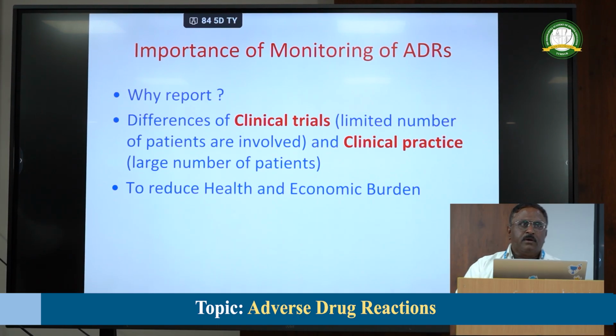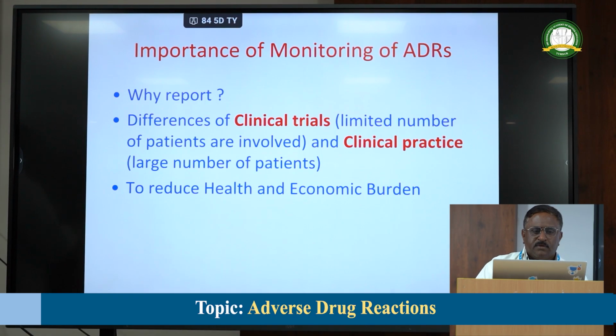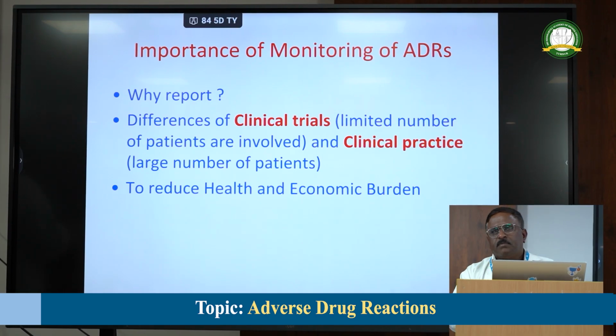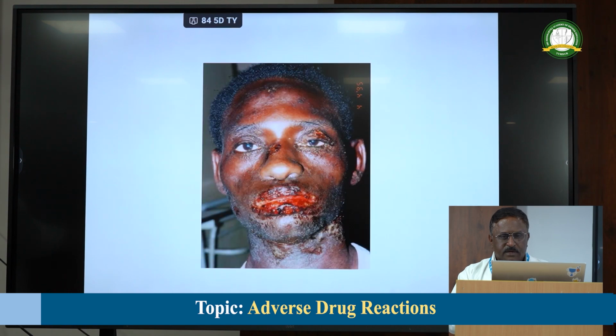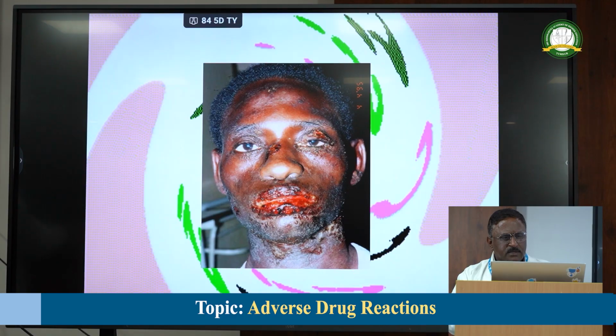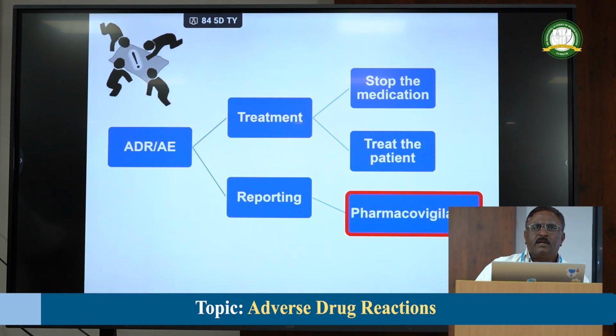So we have a field of pharmacology called pharmacovigilance, which is mainly concerned with monitoring these adverse drug reactions. If you properly take care of adverse drug reactions, you can reduce the treatment cost for the patient, hospitalization, hospital stay, and hospital bills. You can reduce the health burden and economic burden for the country and also for the patient. So these are the severe reactions, where you can see severe adverse drug reactions. What do you need to do whenever you have an adverse drug reaction?